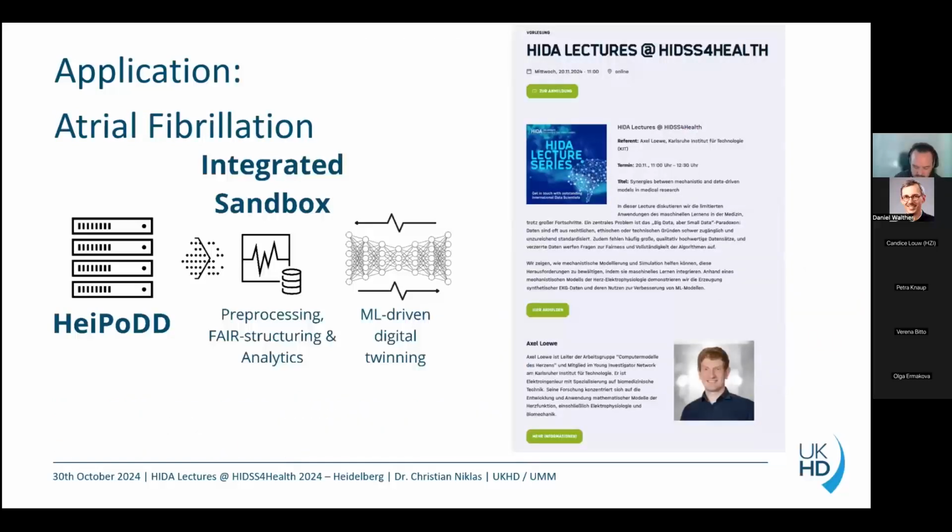And we're also doing a project with the group around Axel Loewe. So Julian Mirsch, he's a HITS PhD student. He's trying to connect the advanced cardiac modeling that Axel will talk about in his HIDA lecture to our clinical data set and predict the onset of perioperative atrial fibrillation. So when the atria of the heart go into chaotic action.